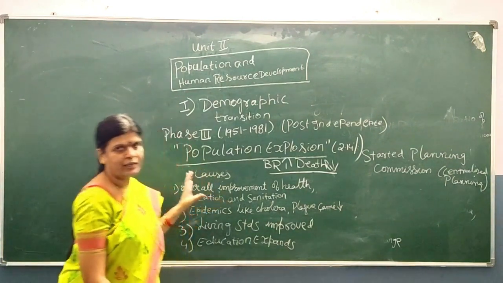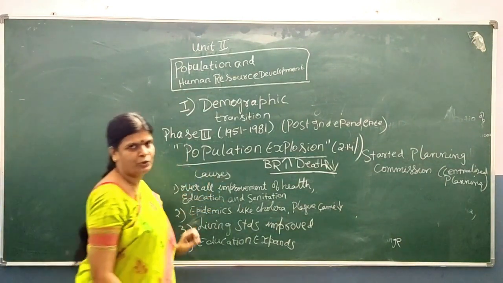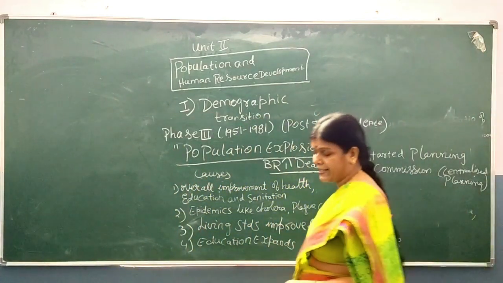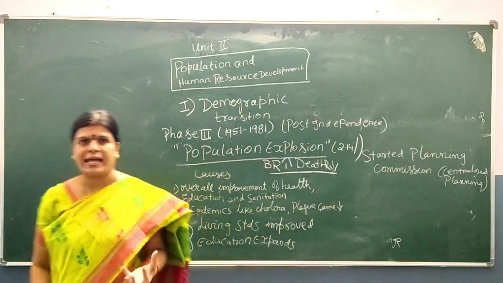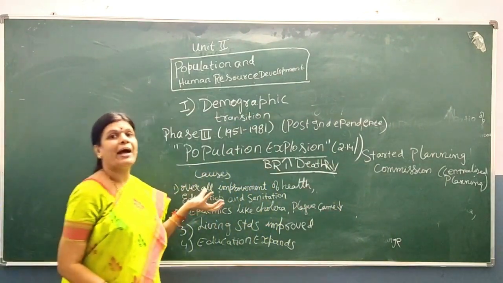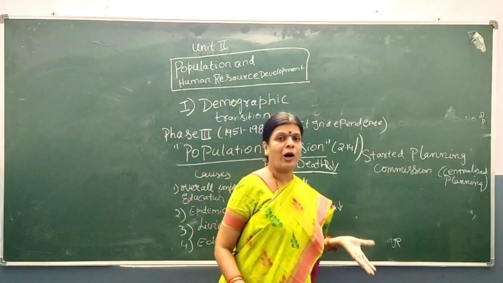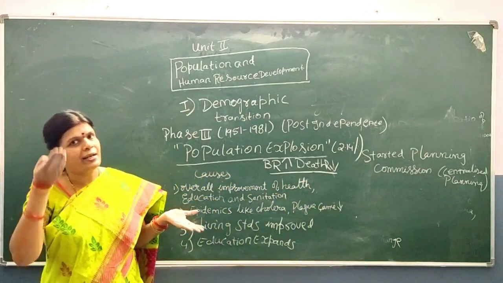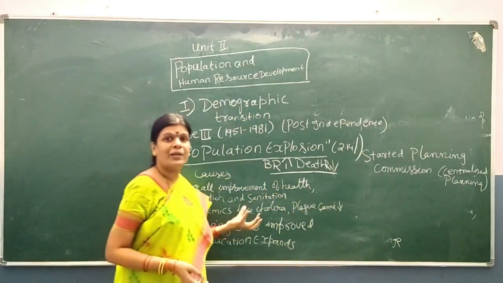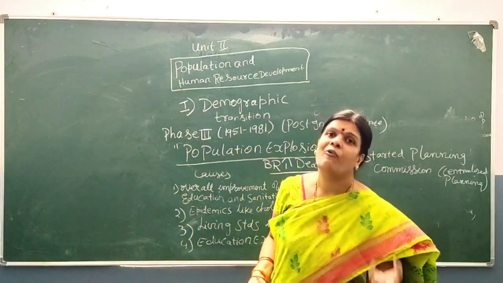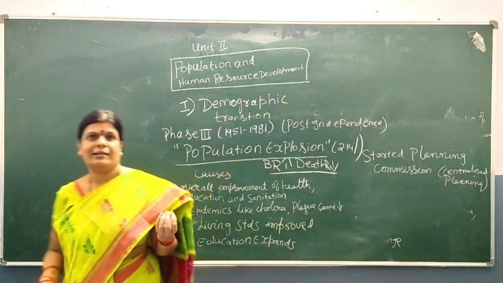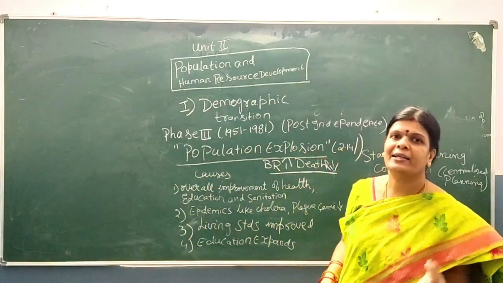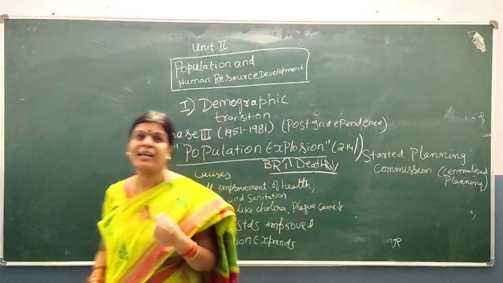Population explosion. So what is called population explosion, girls? Malthus is an economist. He explained that population explosion has more demand for food grains, and there is scarcity of food grains due to the increase in population. He said population is growing in a geometrical manner, that is 2:4:6, whereas food supply grows 1:2:3, like that.